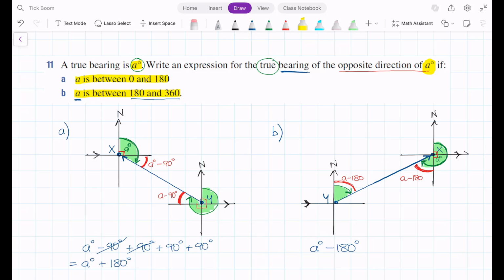So I think the key takeaways from this question are to always remember that when we're dealing with true bearings, you always draw a compass at the point where the travel begins, and you record the bearing as going from north all the way over to the line moving in a clockwise direction. And I think if you remember that key point, that should hopefully stop you from making any errors when tackling these kinds of questions.